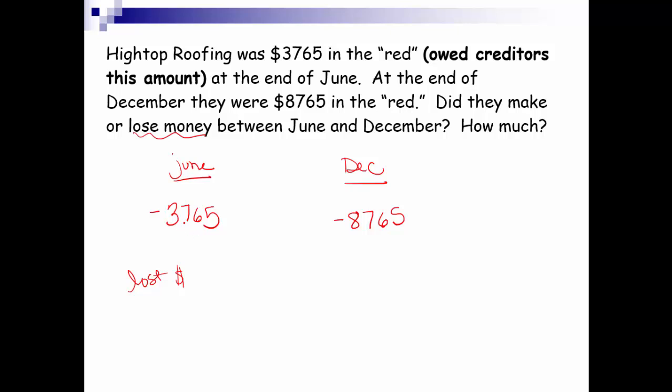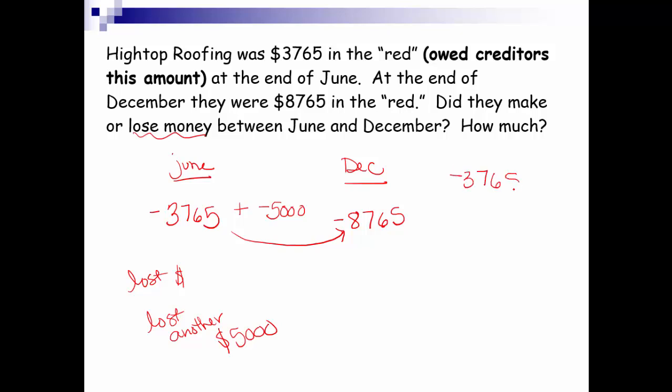Well, gosh, if we were at negative 3,765 and now we're down to negative 8,765, how much more did we lose? How much more did we add on to that? Ooh, we added another negative $5,000, right? Let's just double check that. They lost money and they actually lost $5,000. Lost another $5,000 is what it looks like. So if they asked you for an integer to represent that, that would be negative 5,000. Let's just double check.